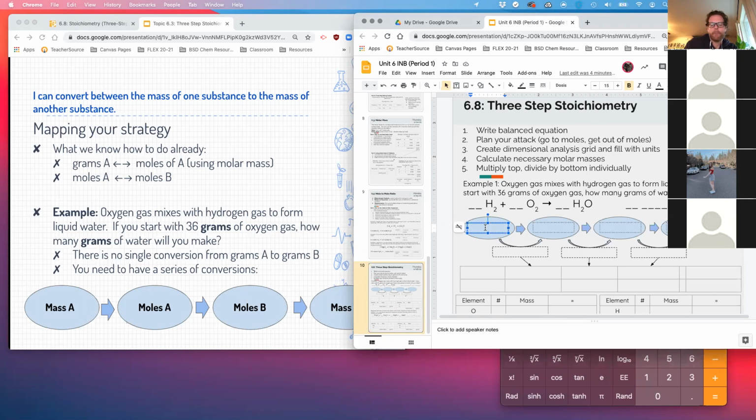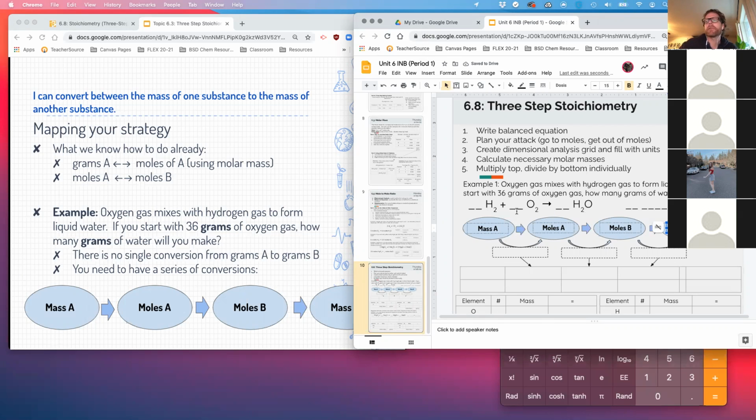We have mass of the first thing. In this case, it's oxygen. So we go from the mass of oxygen to the moles of oxygen. I'm just putting A because it's just a sample. And then we can get it to whatever we want. In this case, it's water, moles of B, and then mass of B. Okay. And this is the strategy.